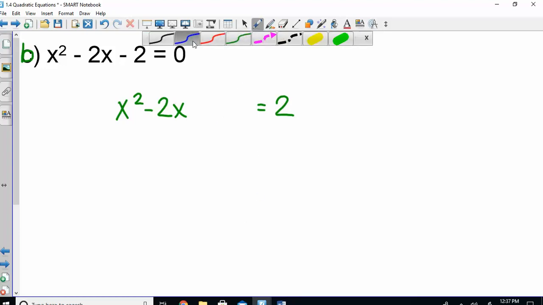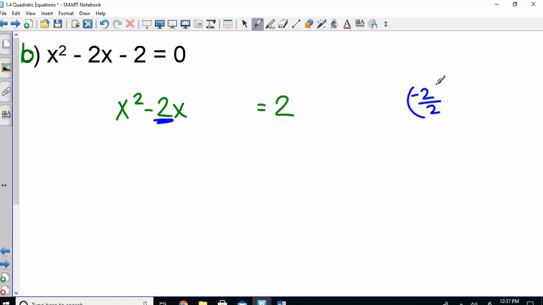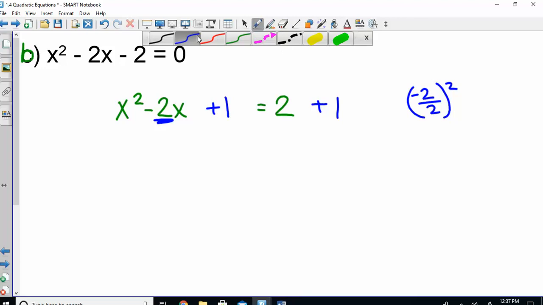Now we have to figure out what to add to each side. So we take that middle term, that -2, we will divide it by 2 and square it. So -2 divided by 2 is -1 squared, +1. So I add 1 to each side.